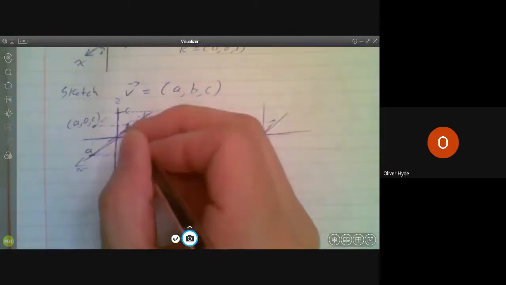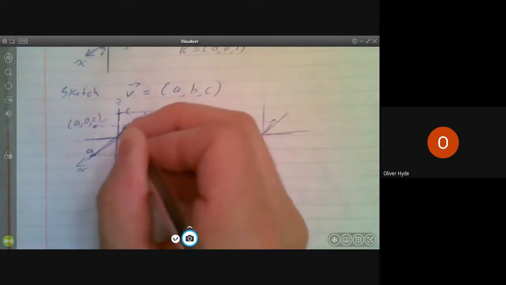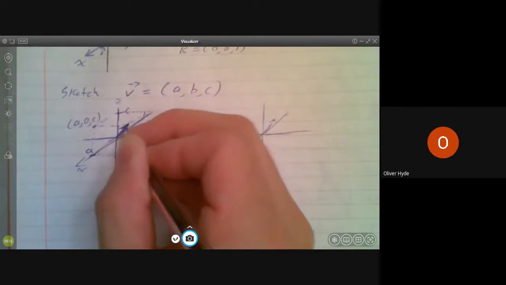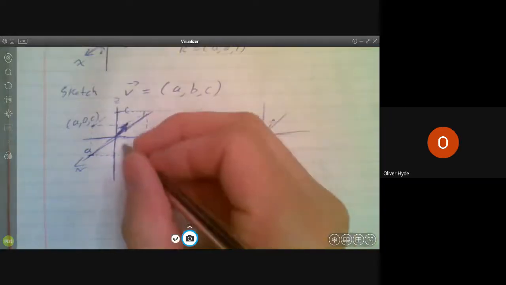Or if you try drawing it in 3D, maybe you could even give it some volume to try to get it to look like it's actually coming out of the page at you. You might get the idea that you're drawing a body diagonal of this parallelepiped, or of this rectangular prism.